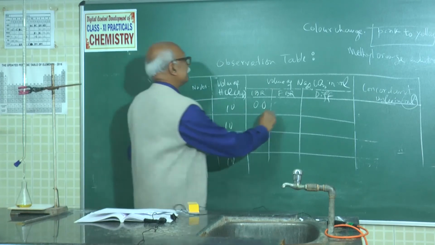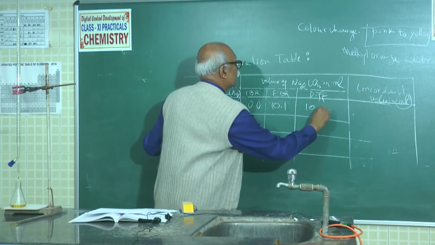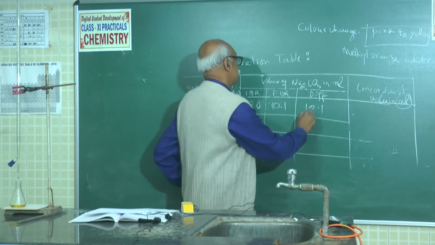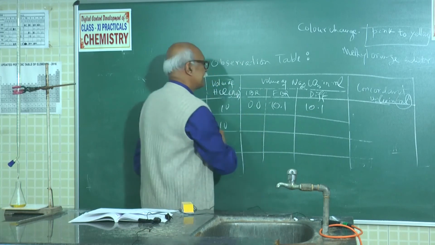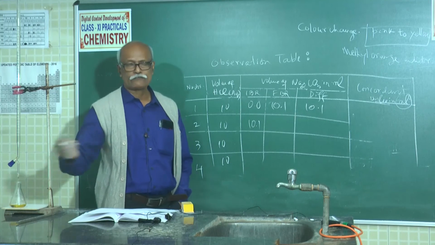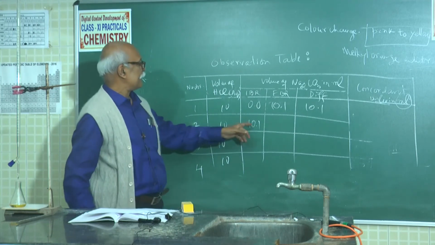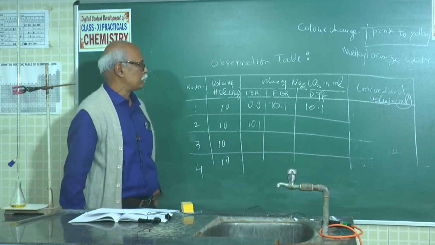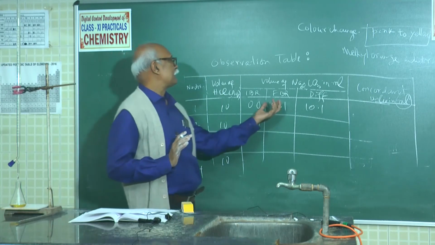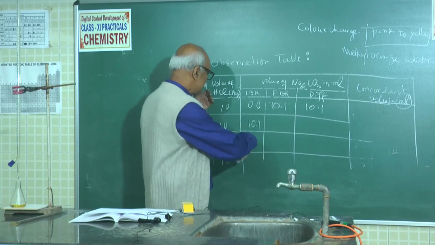Final burette reading is 10.1. So this is a 10.1 milliliter difference. In the next reading, this 10.1 will be the initial burette reading because there is no loss of drop from it. If there is drop leakage, then there will be a difference in the initial burette reading. If your burette is perfect, then the final burette reading becomes the initial burette reading. Then similarly, we repeat it.